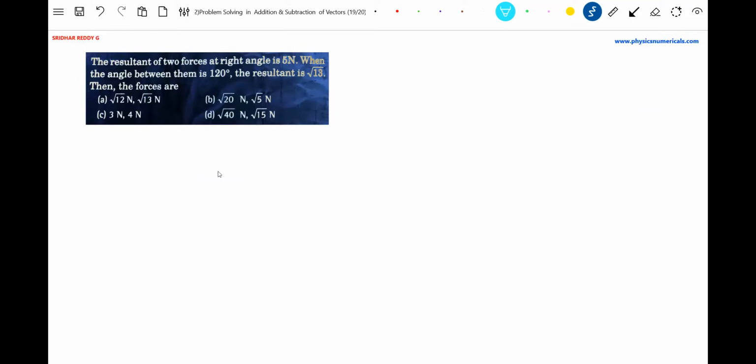The resultant of two forces at right angle is 5 Newton. So 5 Newton means what shall I write? 5 is equal to, they are at right angle, when vector A bar and B bar. The resultant is given by, so what is R1? 5 Newton. So what is R1 equal to? Root of A square plus B square.